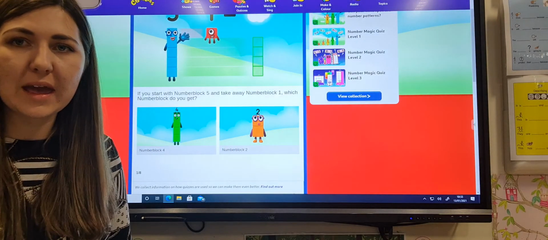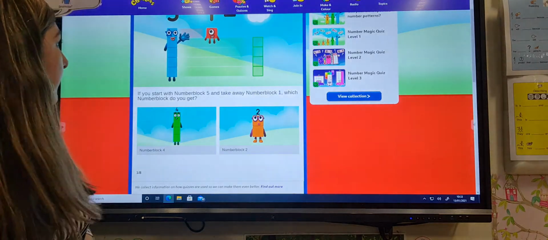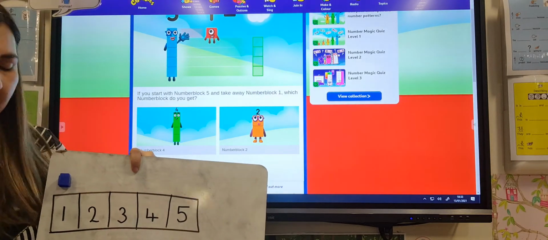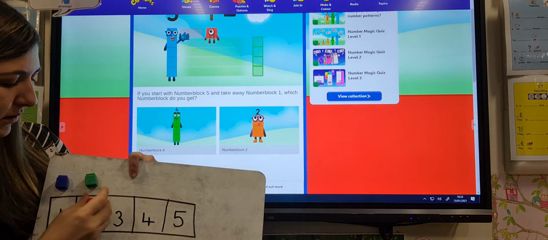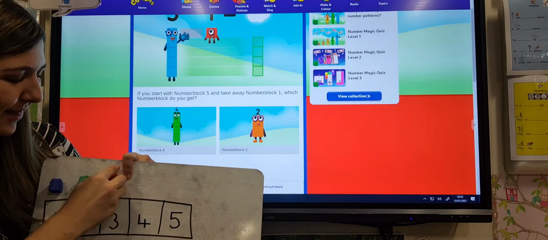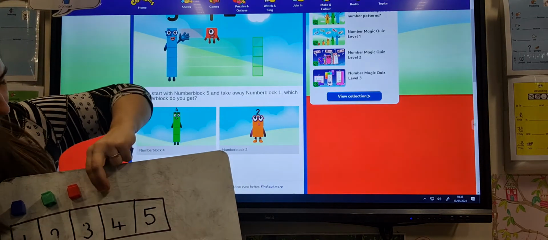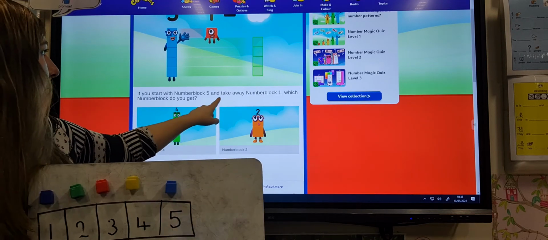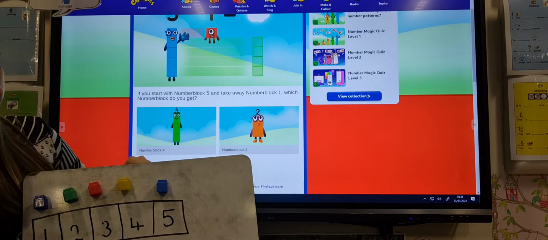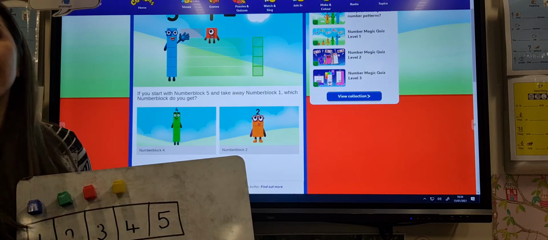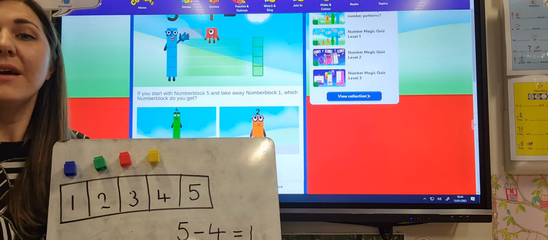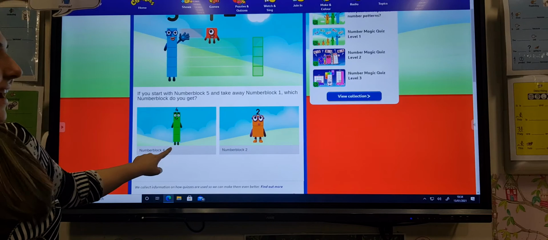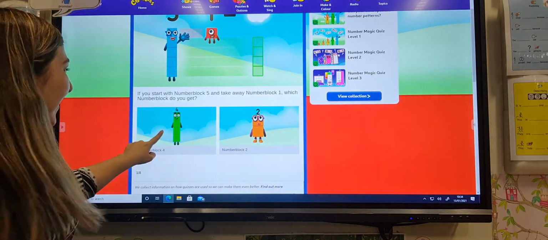Let's do this one with the number line and counters. So we started with 5. I'm going to put 5 counters above my number line. 1, 2, 3, 4, 5. Take away 1. How many do we have left? 4. Which one is the correct answer? That's right, it's number block 4.